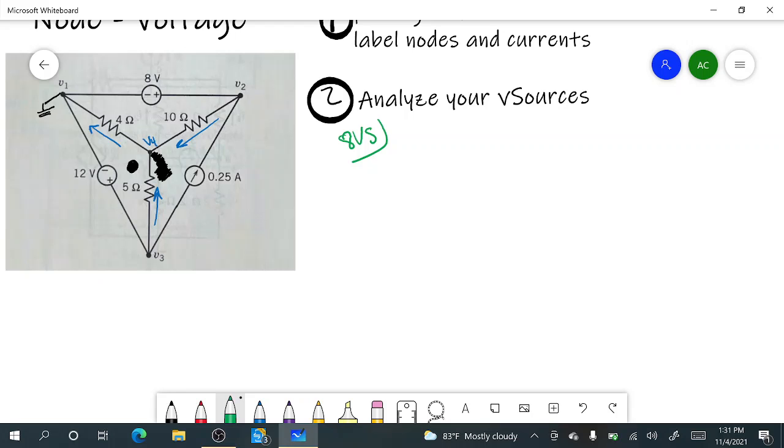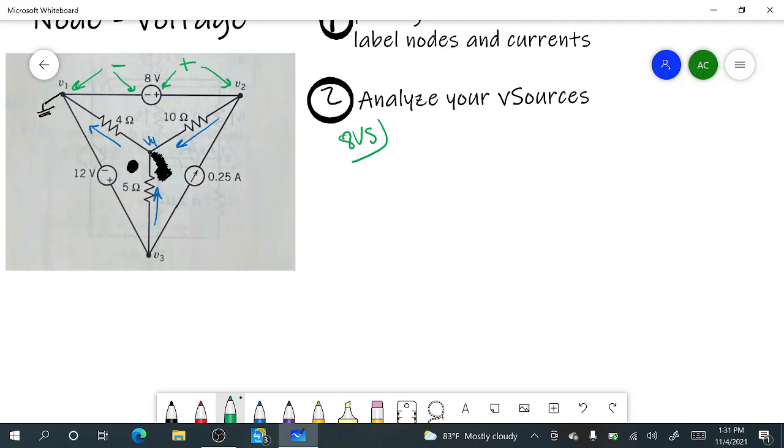You always want to do the plus term minus the minus term. So the plus is sitting on the right, the minus is sitting on the left. That plus is V2, that minus is V1. Remember, with node voltages, your voltages don't sit on the element, they actually sit on the node and go across the element.